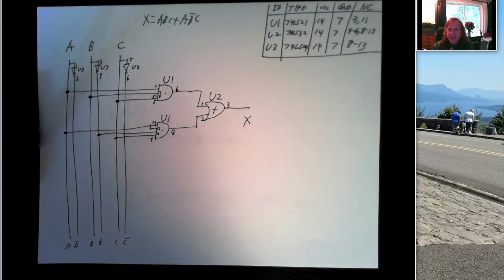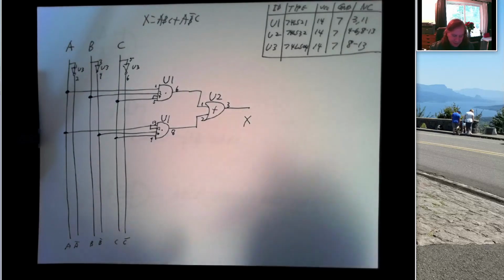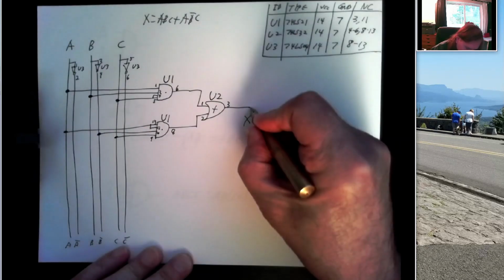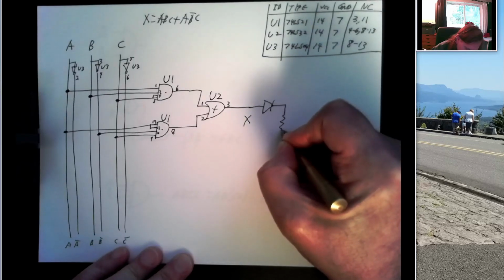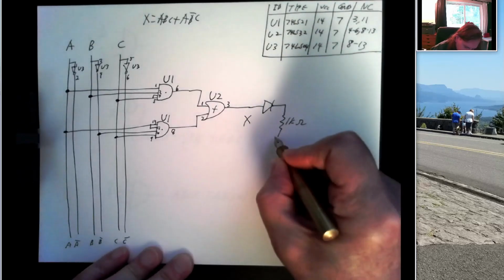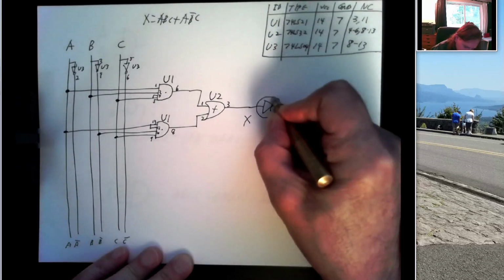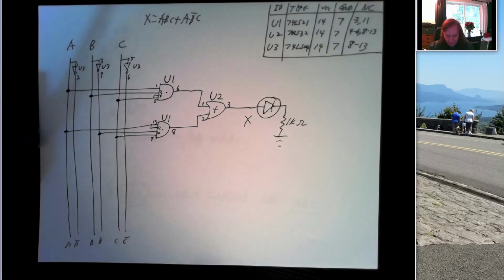All right, the last thing, if we're actually designing a circuit that we're going to be able to test using buttons and an LED, is to add those components. So for our output, we're typically going to go through an LED and then a resistor, 1 kilo ohm, and go to ground. And that's all we need.